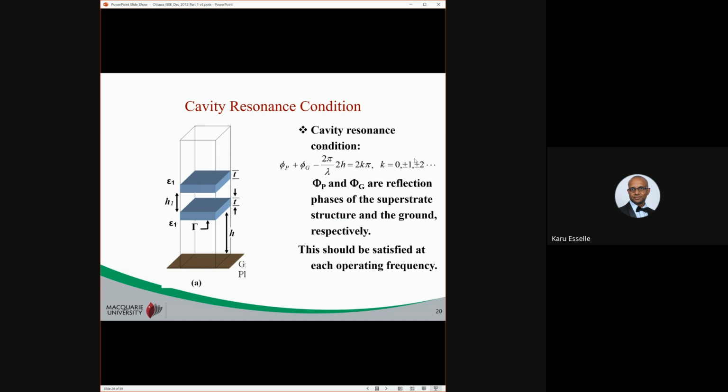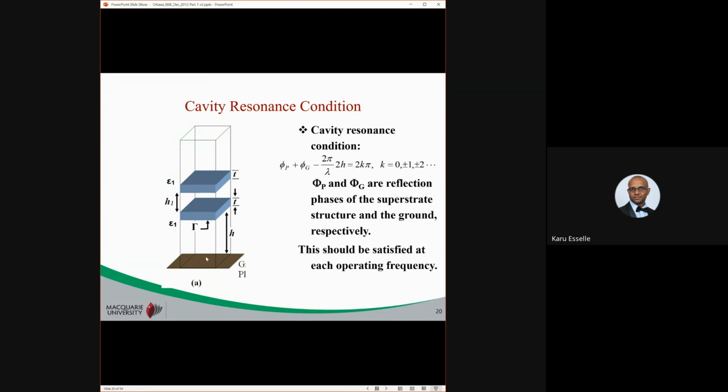That's the equation. What it says physically is, if you consider a wave that is being reflected and propagating between the two walls, on the top the superstructure and on the bottom a ground plane, that path length should be an integer K times 2 pi. That will create the phase coherence.